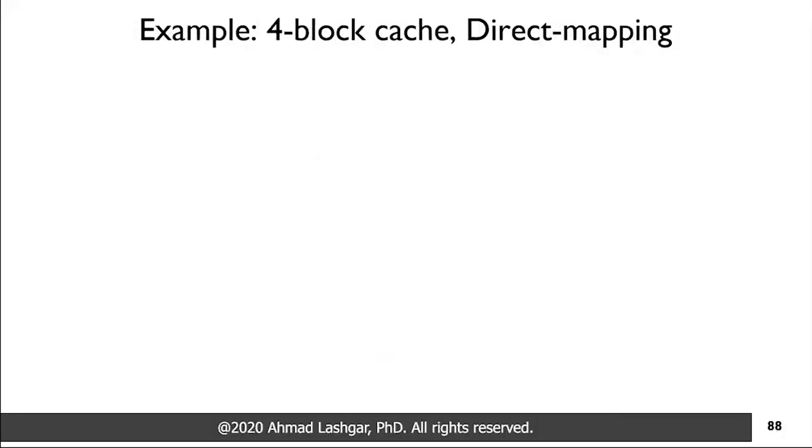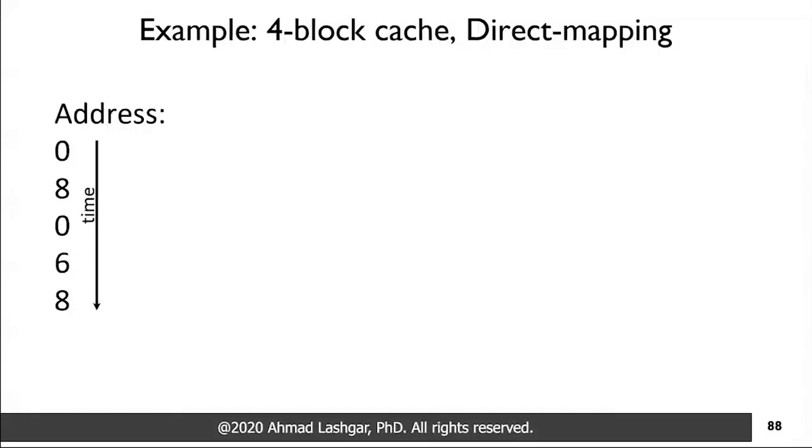Okay, let's see an example of a sequence of memory requests on various caches and understand how set associative cache works. First example is the direct mapping. Suppose this sequence of requests is sent to the cache over time: memory address 0, 8, 0, 6, and 8.